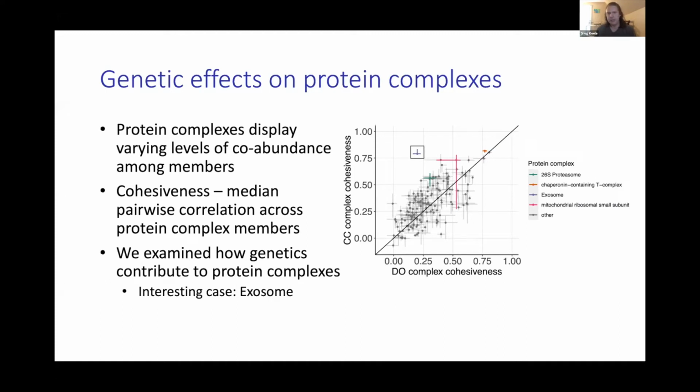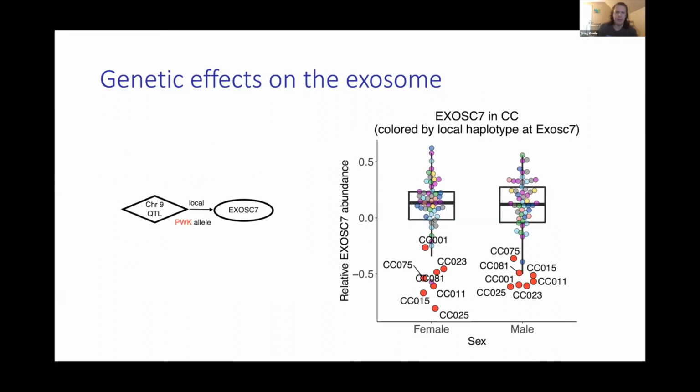And then we wanted to take another step forward and ask more directly, how do genetics contribute to this sort of complex-wide regulation? And so the exosome was an interesting example, which I've highlighted here, where it's highly cohesive in the CC, but relatively uncohesive in the DO. And what we found when we looked deeper was that, for one complex member, EXOSC7, there's a local pQTL that's largely driven by the PWK allele, which is one of those wild-derived strains and often has strong effects.